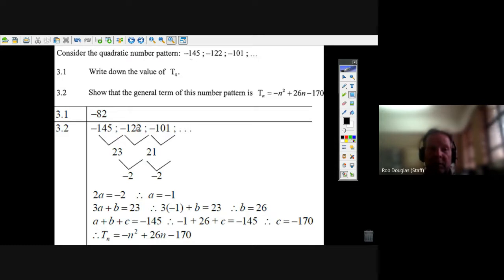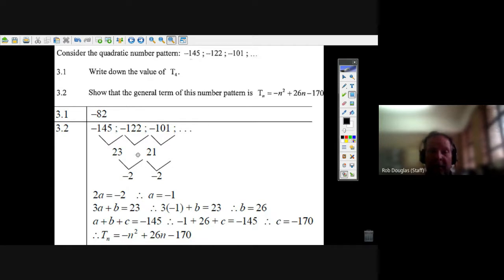What you do is you get the first differences first. You subtract T2 minus T1, right minus left. You go minus 122 minus 145. So that's plus, and you get 23, and then you go minus 101, plus, because you're minusing 122, you get 21. Those are your first differences. Now you might see it goes 23, 21, it's going to go 19, 17, like that as you go on, because it's going down 2.